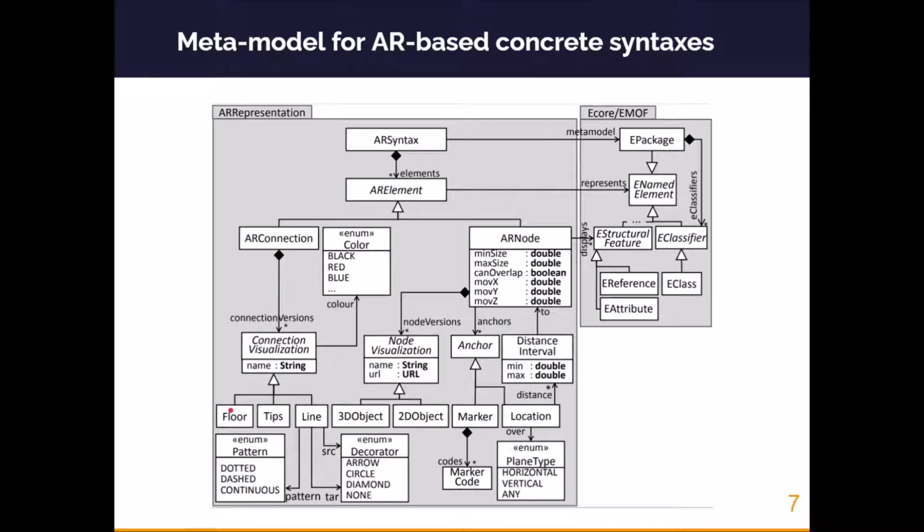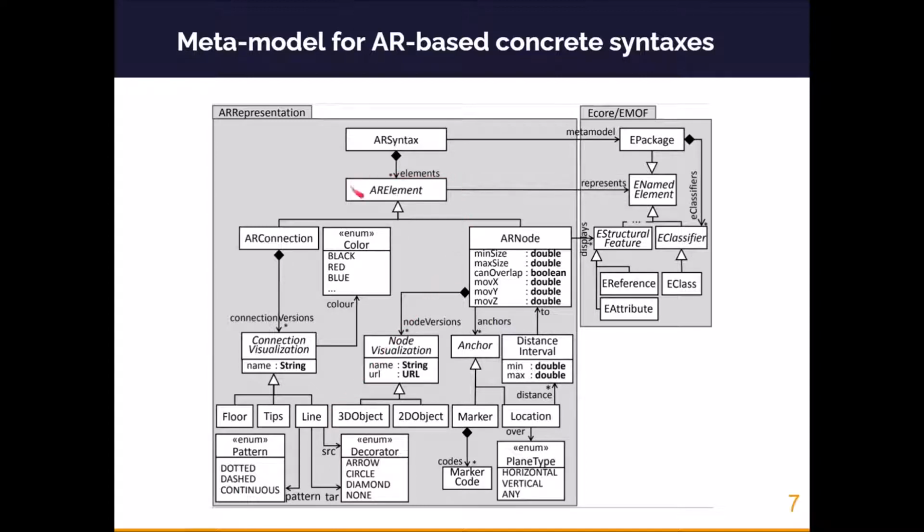This AR connection can be represented either on the floor. If you remember the screenshot of the leisure example where we had arrows on the floor, then you have the tips. What we call tips is like in video games. For instance, in some video games where an enemy or an objective is not in your point of view, you have some arrows on the side saying, okay, in this direction, there is something interesting. So this is what we call tips. And finally, you have the line, which is basically a floating line between the objects.